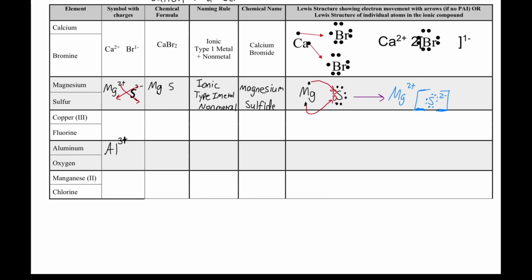My oxygen, we talked about this already, it's going to form a 2- ion. And so now I have 3 positives for my aluminum, I have 2 negatives for my oxygen, and I need to crisscross them to figure out what the formula is. So my aluminum, Al, there will be 2 of them because oxygen is -2 charge. My oxygen, there will be 3 of them because my aluminum is a +3 charge. I'm taking that number 3, I'm putting it down here with oxygen, I'm taking the number 2 and putting it down with aluminum, Al2O3.